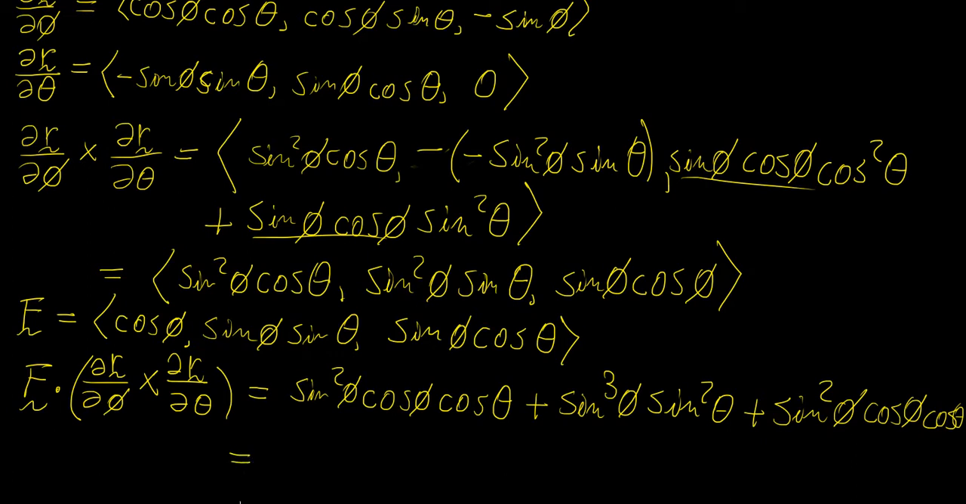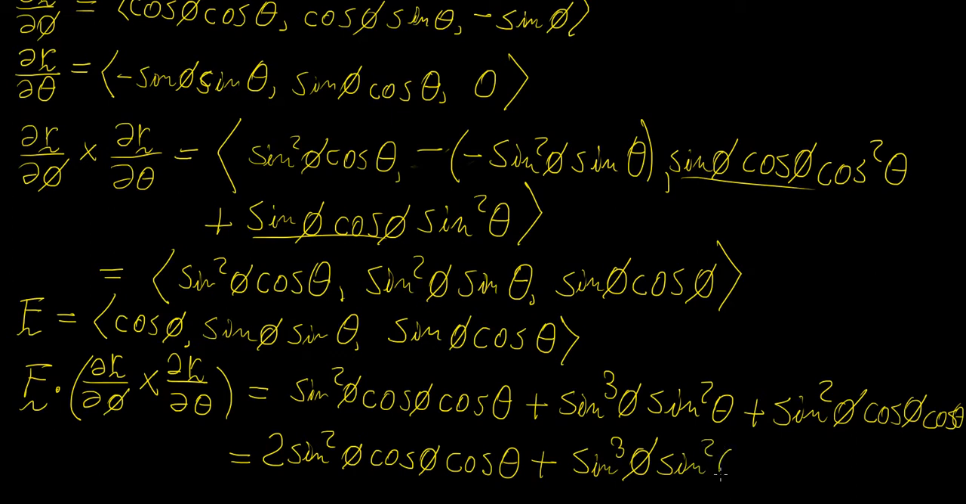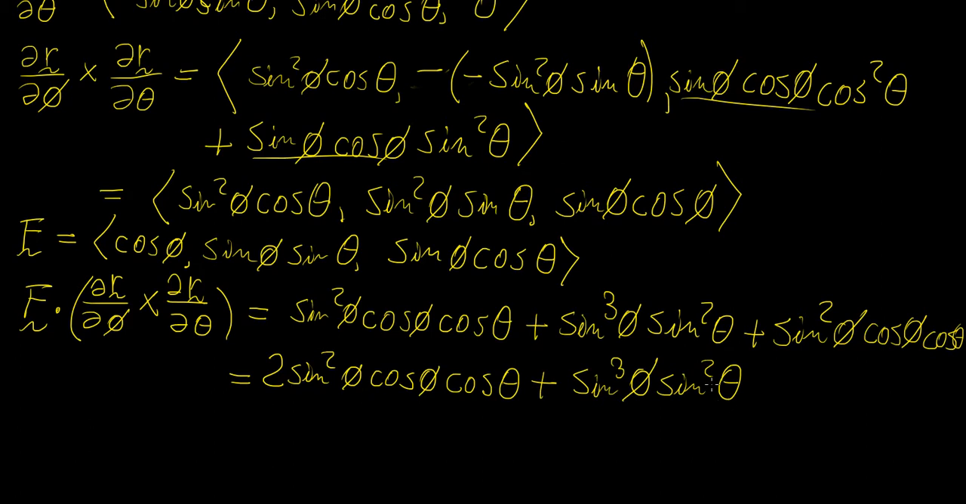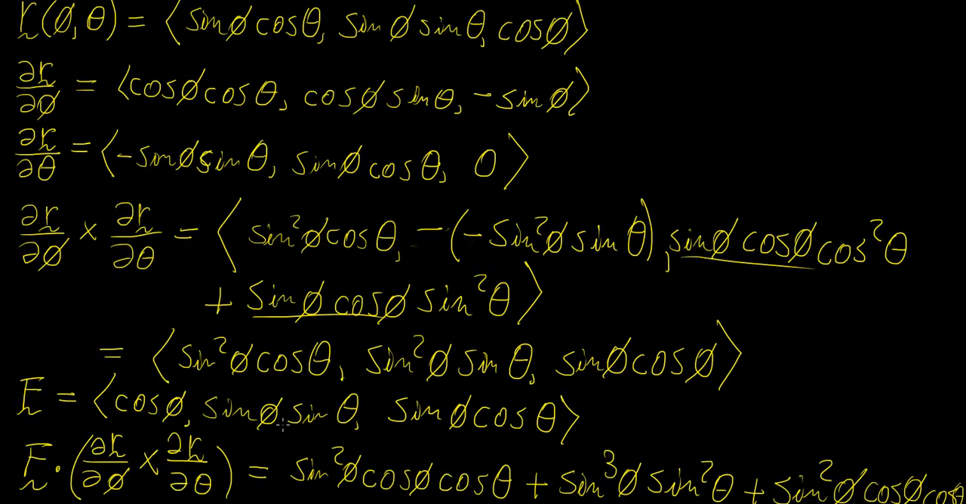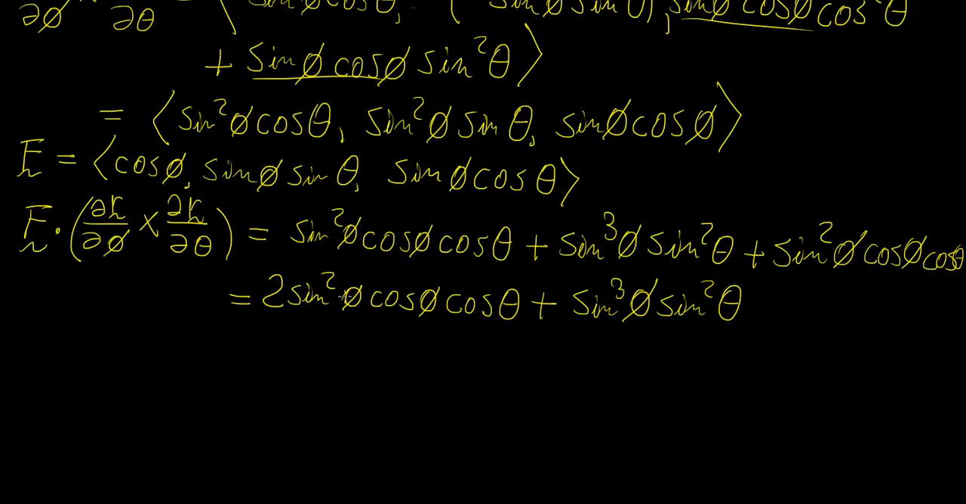Alright, let's see if we can group anything here. So we have, well, this and that are going to be the same. So sine squared phi cosine phi cosine theta. And then here we're going to have plus sine cubed phi sine squared theta. And unfortunately, we cannot really simplify this any further. So this is what is going to go into our integral. So now this is what we want here. Alright, so we're going to get this integral.